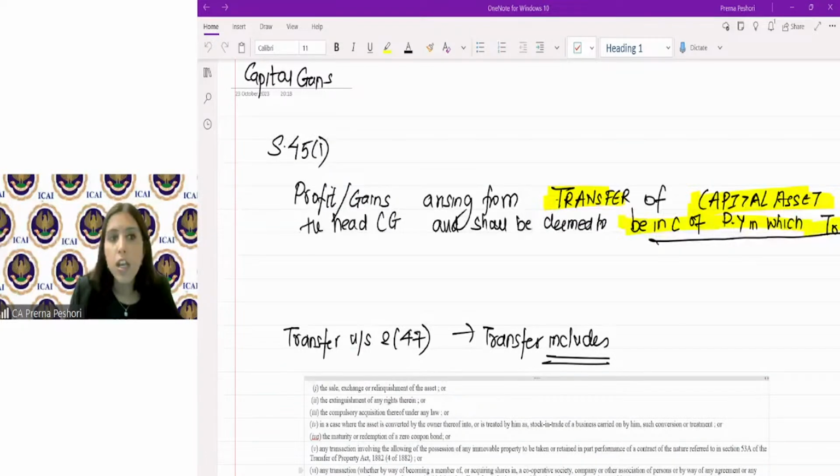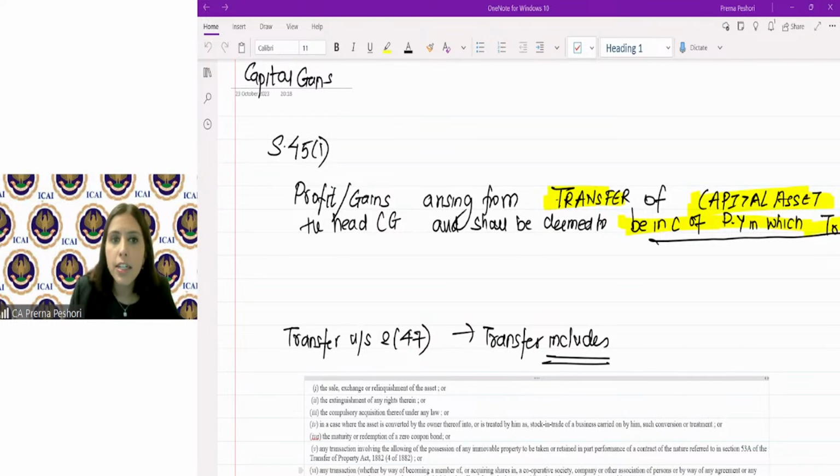What is 50C? For the sale consideration, you will adopt the stamp duty value, but only when the stamp duty value is greater than 110% of the sale consideration. Otherwise, you will adopt the sale consideration only. Now, if the date of agreement is different from the date of registration, which stamp duty value do you need to take?